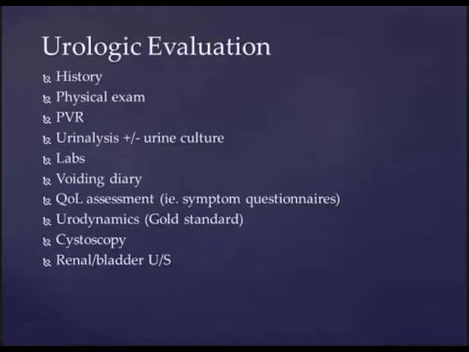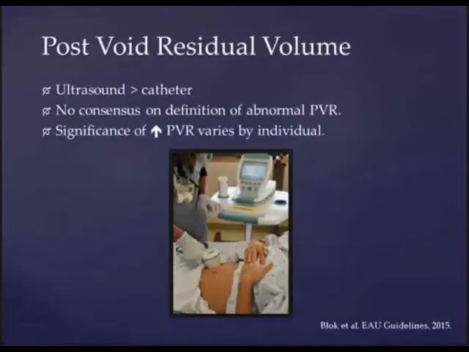Urodynamics is the gold standard for diagnosing underactive bladder, and many people feel that anyone who has any of these types of symptoms of lower urinary tract should go on and get urodynamic testing. And then cystoscopy, of course, to rule out any bladder outlet obstruction, and renal bladder ultrasound if you so desire.